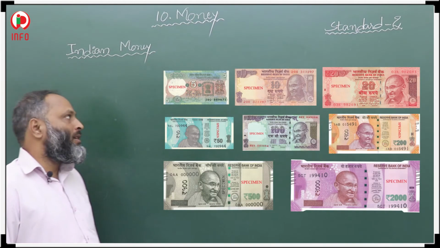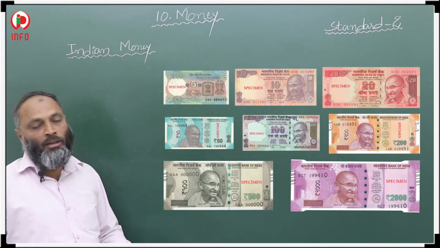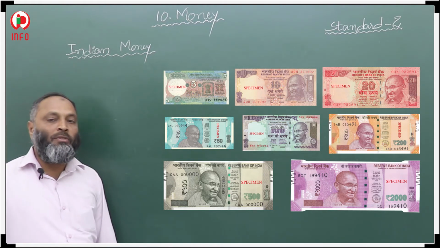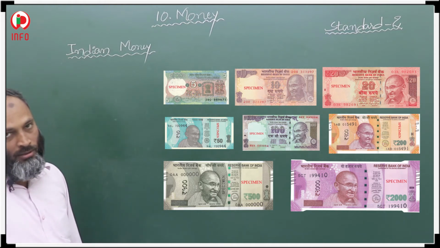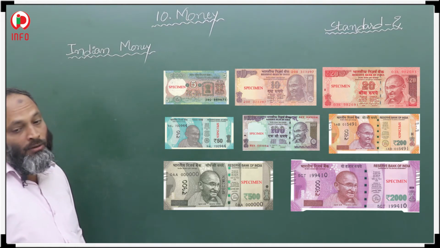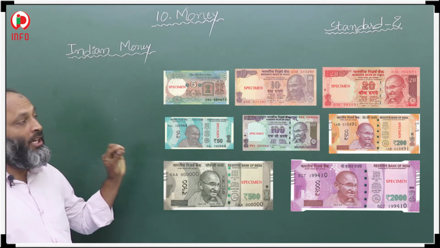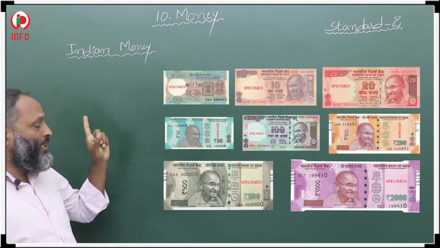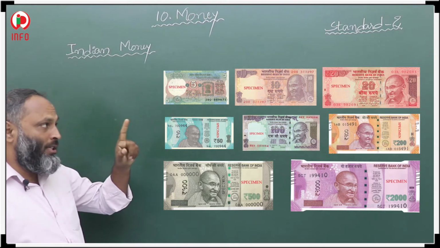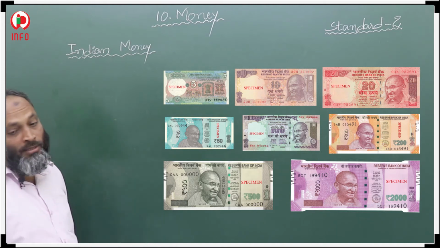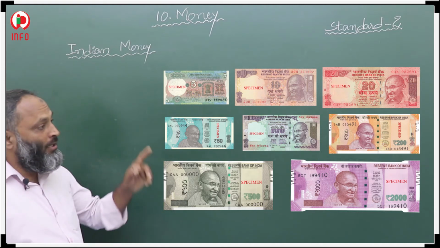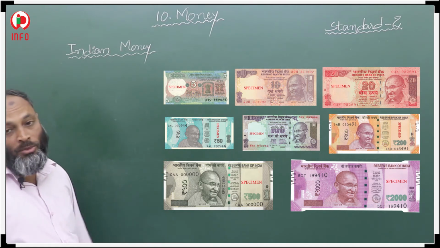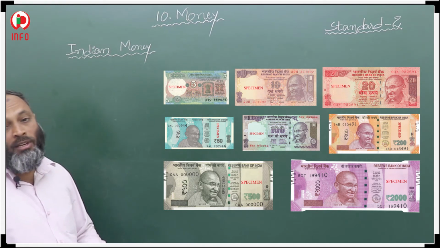Okay. Now students, in Indian money, we are going to discuss Indian currency notes. What Indian currency notes are we using? First, 5 rupee notes, 10 rupee notes and 20 rupee notes. See here, everything is there on the board. 5 rupee note, 10 rupees, 20 rupees, then 50 rupees, 100 rupees, 200 rupees, 500 rupees, then 2000 rupees. These currency notes we are using.